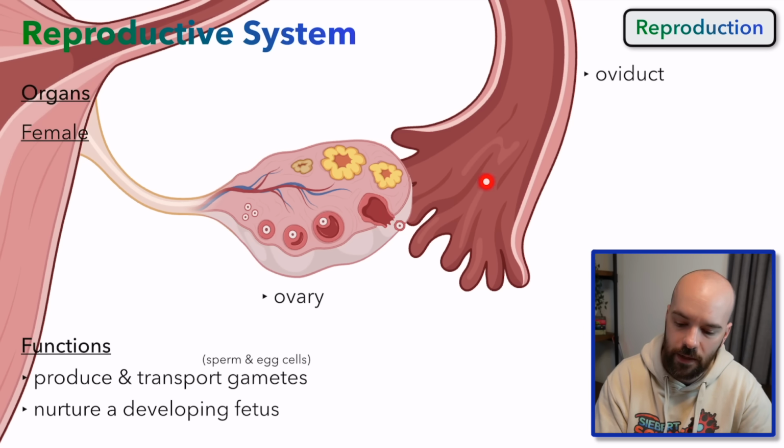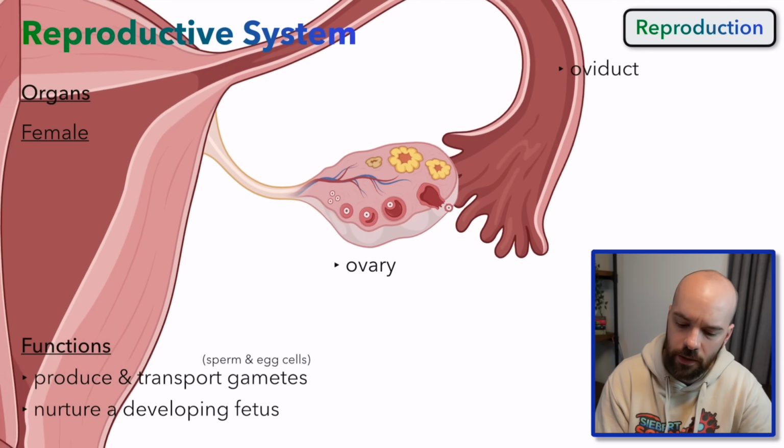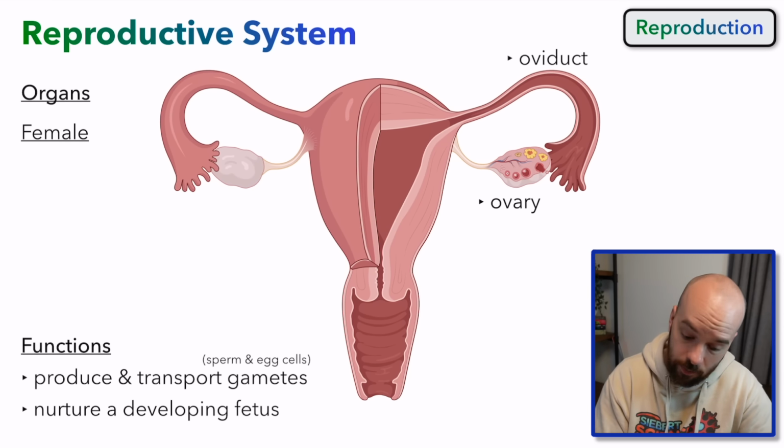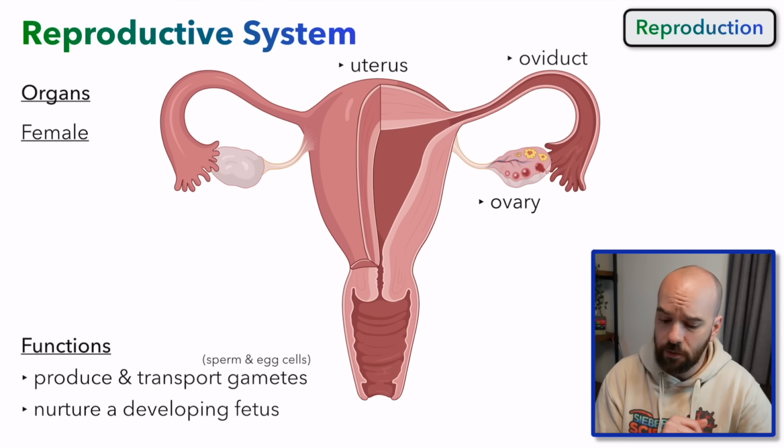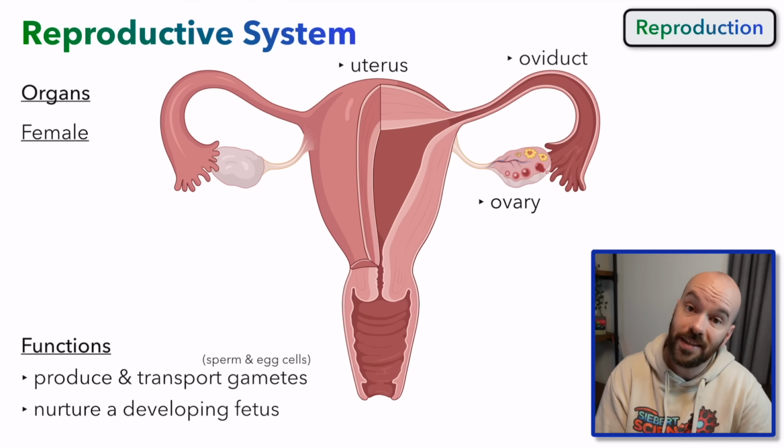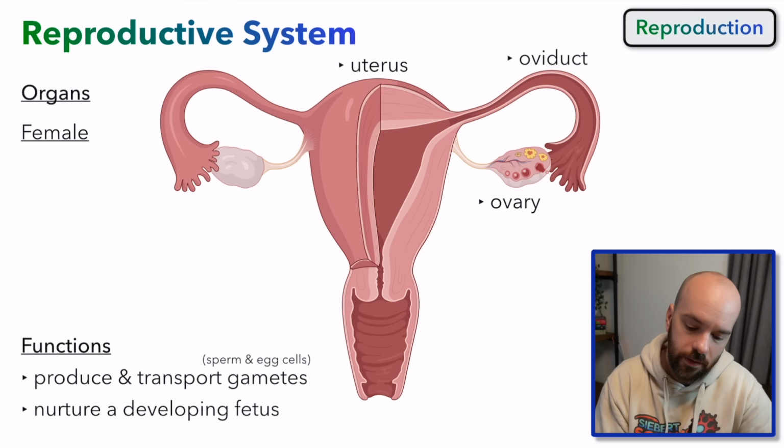It's going to suck that into the oviduct, and that cell is going to then travel through, and if there's a sperm cell present, of course, that's going to get fertilized in that oviduct, and then travel to this organ right there, which is the uterus. The uterus is going to be the site of implantation and the growth of a fetus if a pregnancy occurs. So that's the uterus right there.